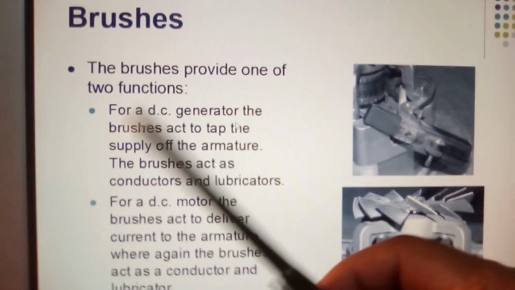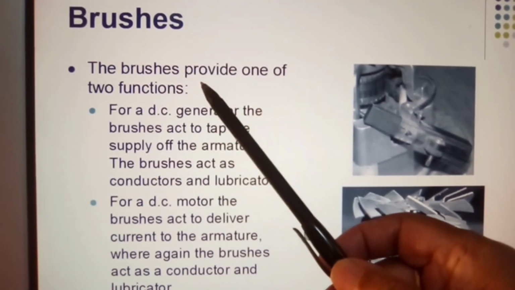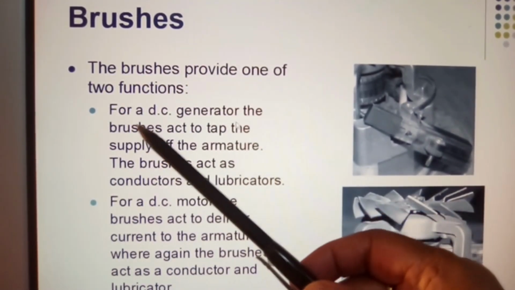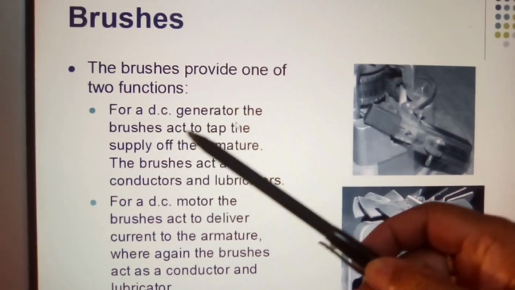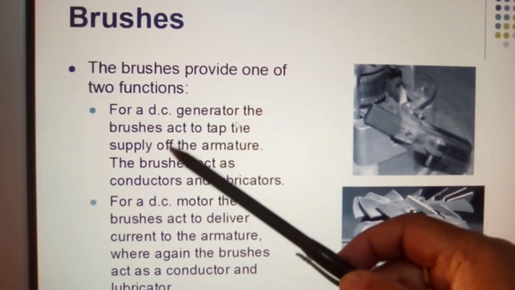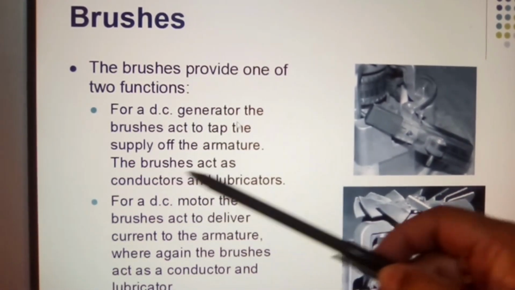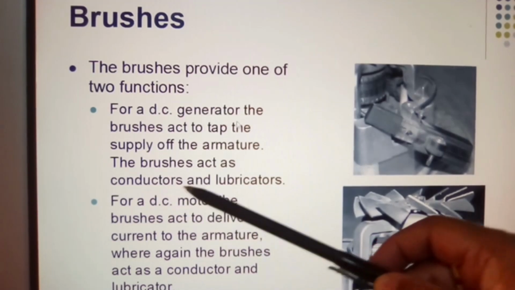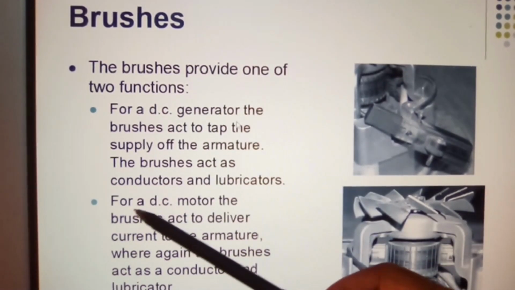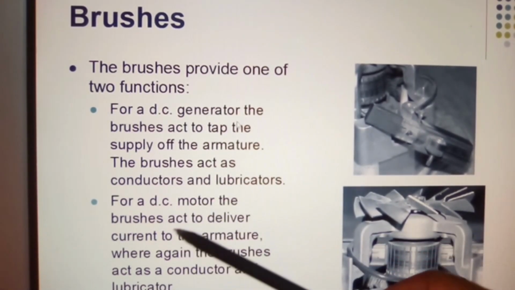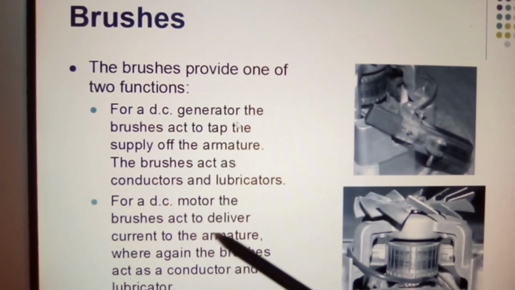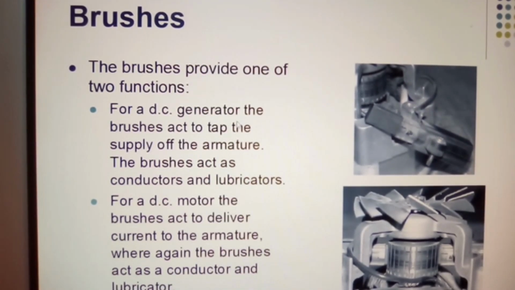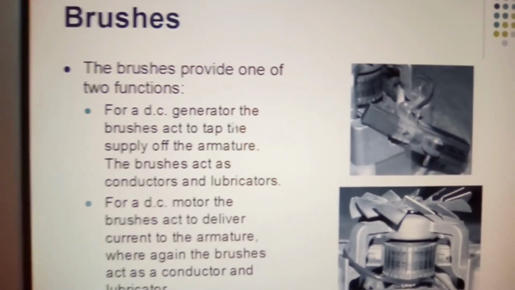Now, the brushes provide one of two functions. For a DC generator, the brushes act to tap the supply off the armature. The brushes act as conductors and lubricators. For a DC motor, the brushes act to deliver current to the armature, where again the brushes act as a conductor and lubricator.